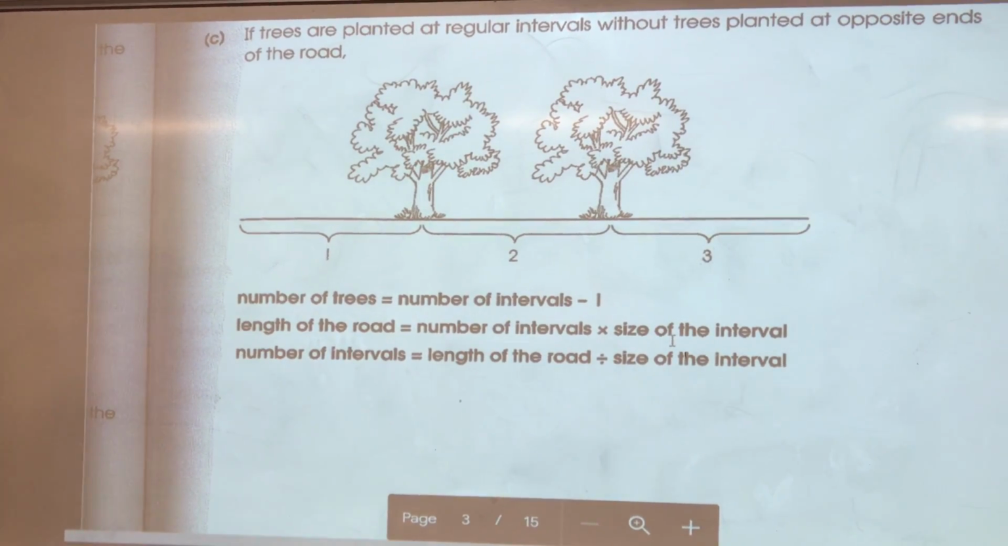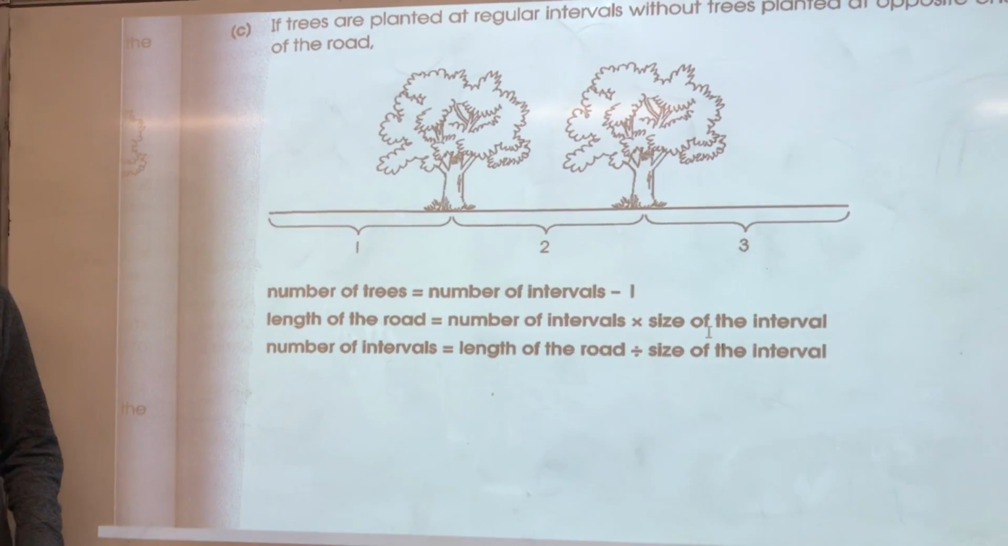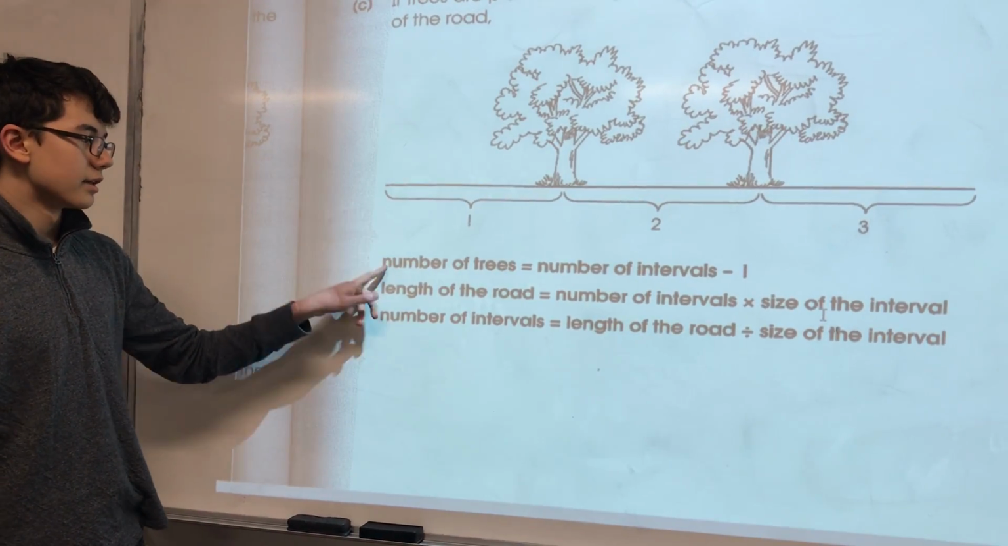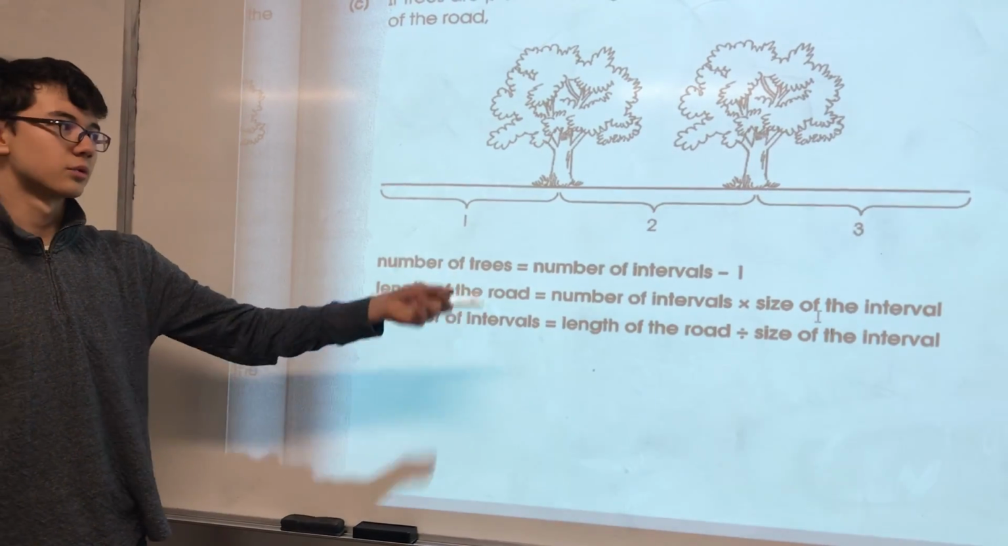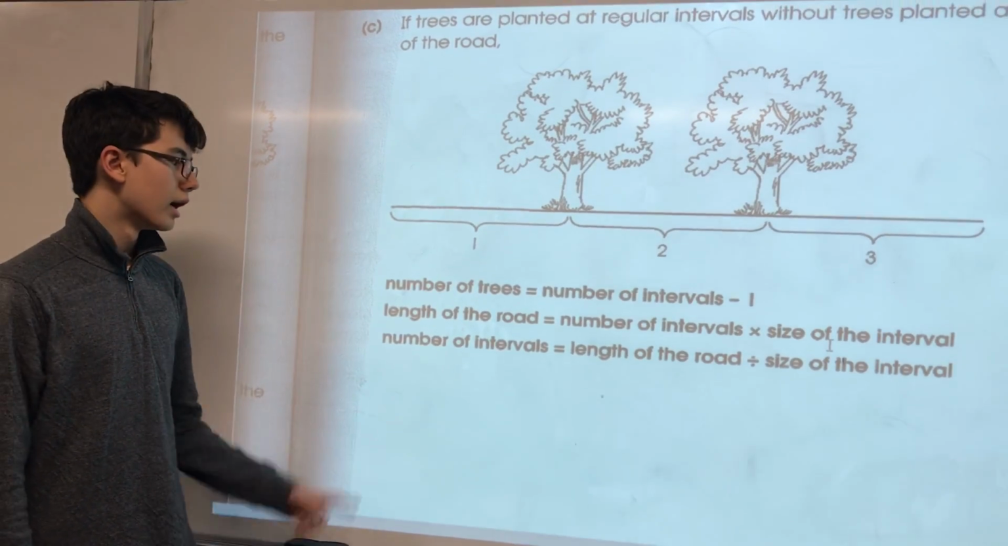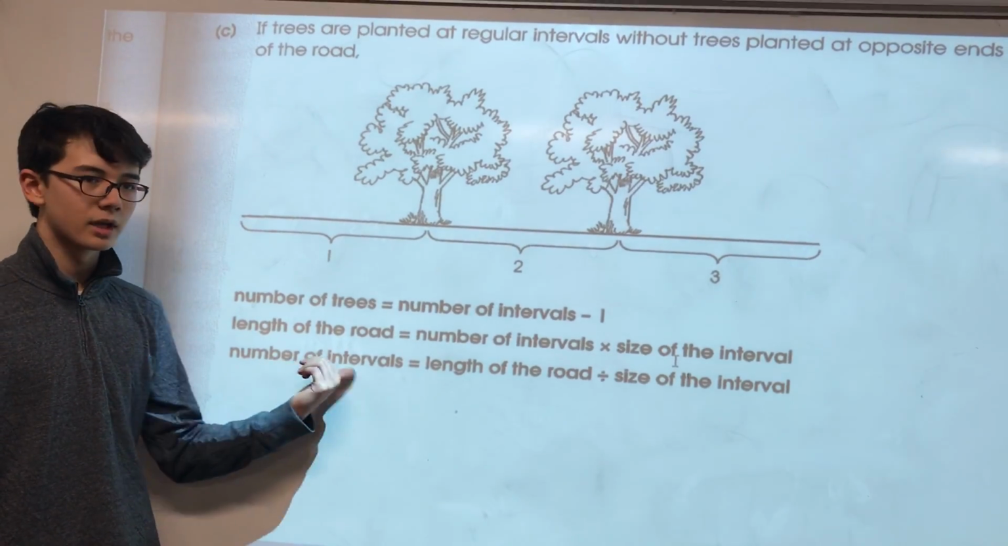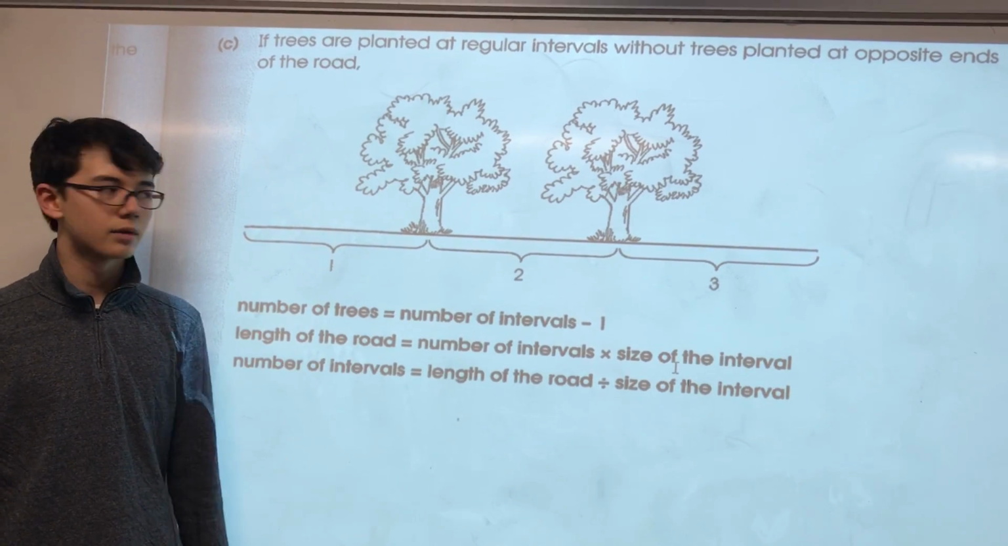And the last type of problem is there's only trees in the middle, so there's no trees on the side of the road. And then the number of trees is the number of intervals minus 1, so 3 minus 1 is 2. And the length is the number of intervals times the size. And they're both the same as the second and first.